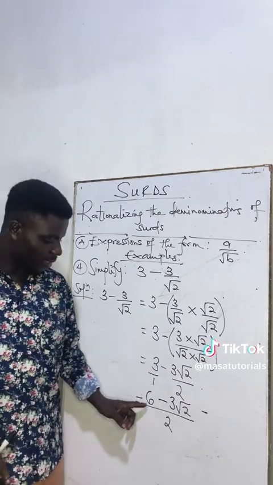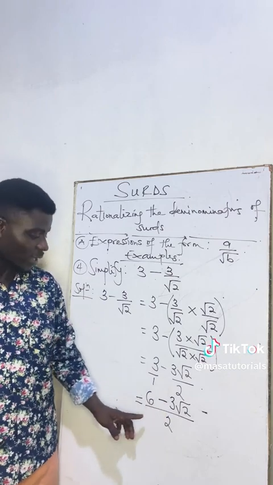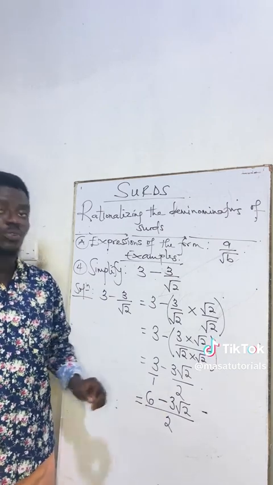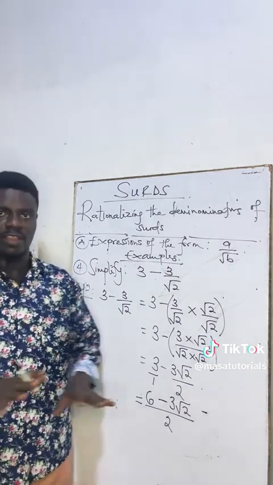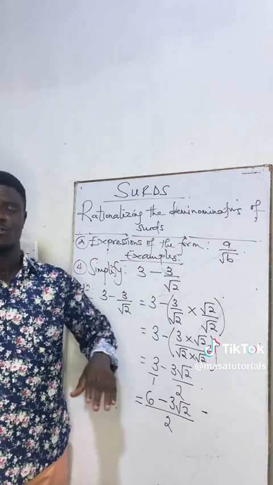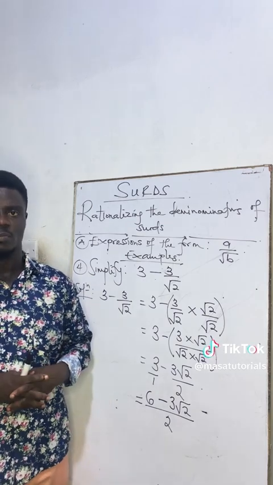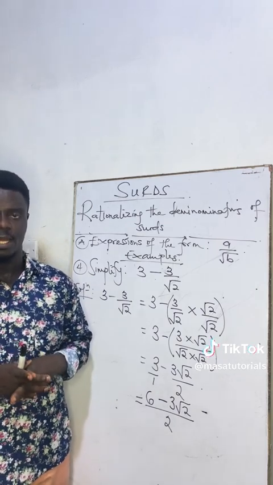We can't do anything more. 6 and 3 square root of 2 are unlike terms, so we can't subtract, because there is no square root of 2 in the 6. Very simple. Let's solve our last example. We have numerous examples here. So let's see our last example.